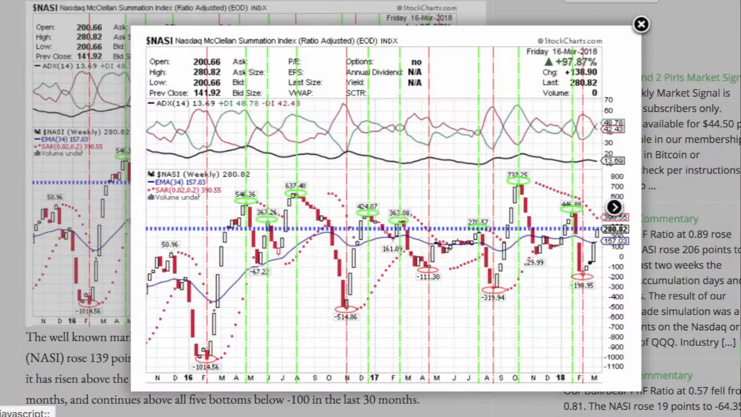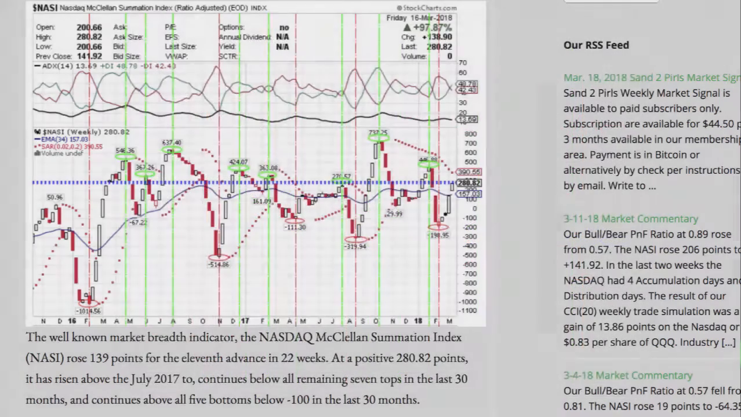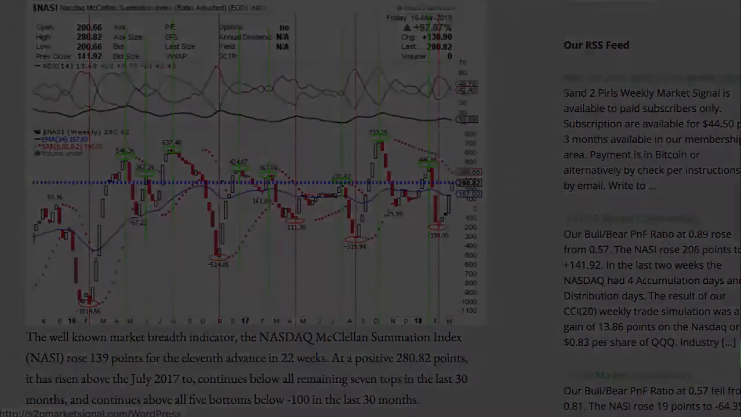The well-known market breadth indicator, the Nasdaq McClellan Summation Index, rose 139 points for the 11th advance in 22 weeks. At a positive 280.82 points, it has risen above the July 2000 top, continues below all remaining 7 tops in the last 30 months, and continues above all 5 bottoms below minus 100 in the last 30 months.